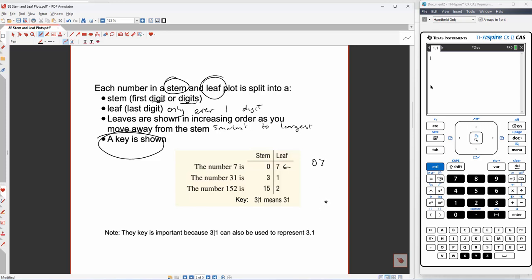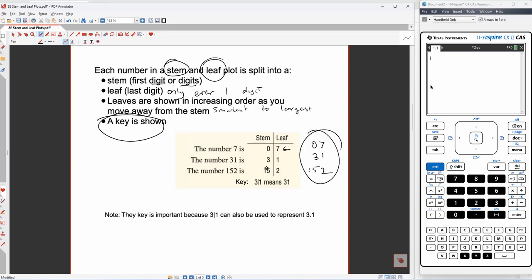So that would be the number 7. Now 31 is described like this, where we've got a 3 as the stem and we attach the leaf to it, so 31. And 152 would mean we'd start at the stem, which is 15, and stick the leaf on the stem, so 152. So that's how we use it.